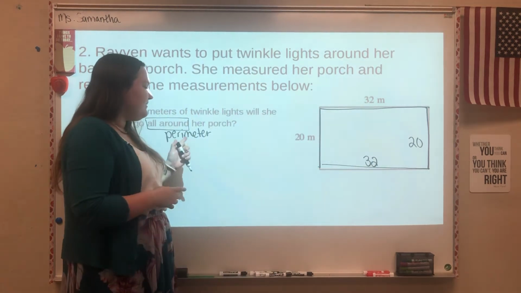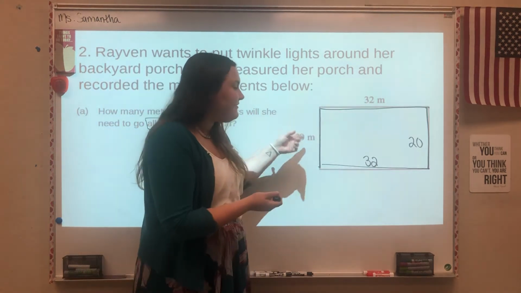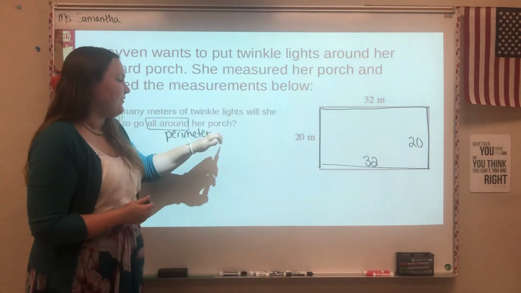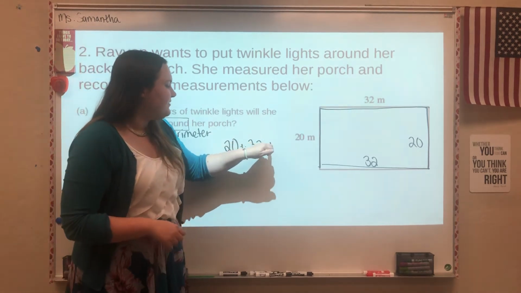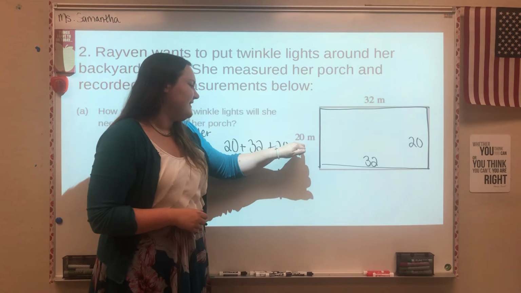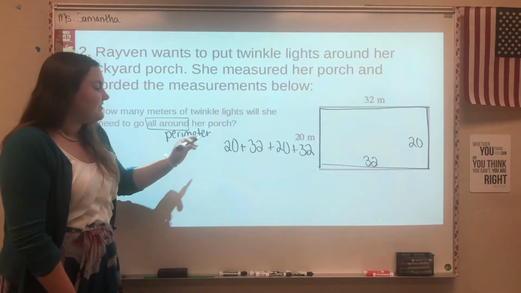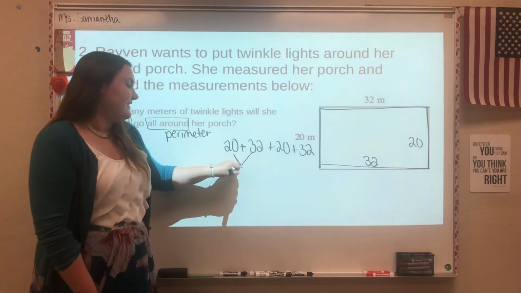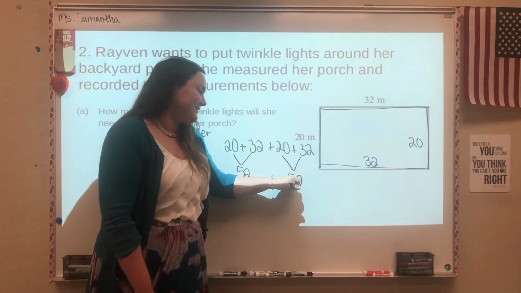When you're calculating perimeter, you should be adding however many sides there are. If it's a rectangle, there's 4 sides, so you should be adding 4 numbers, which in this problem would be 20, 32, 20, and 32. After that, the rest of this is just some addition. 20 plus 32 is 52. That means this 20 plus 32 is also 52.